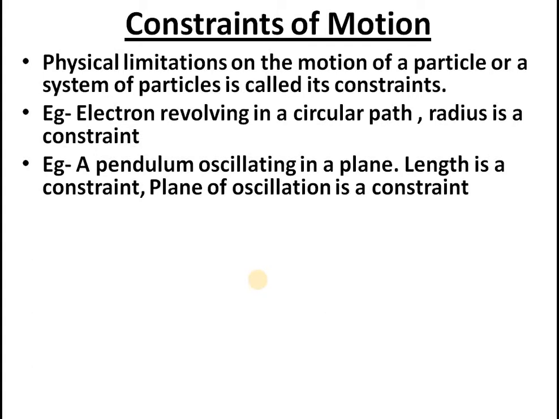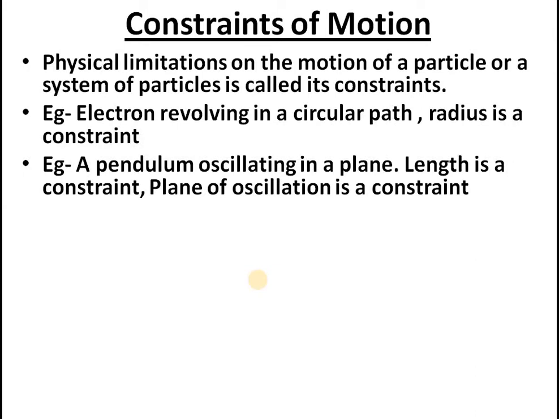Another example: a pendulum oscillating in a plane. Then the length is constant. So length is a constraint. You cannot vary the length. And the plane of oscillation is a constraint because it can move only in the xy plane. So for an oscillating pendulum, two constraints are there.